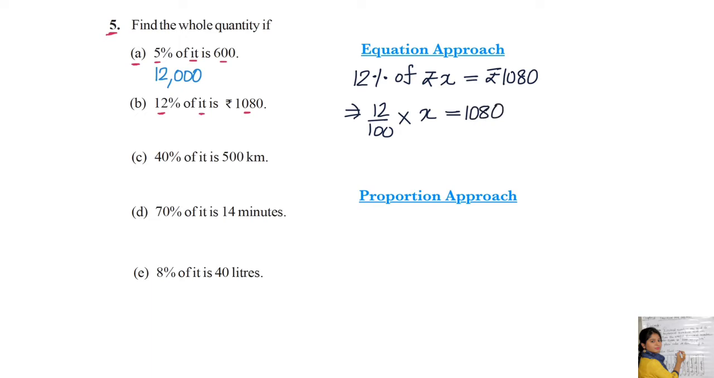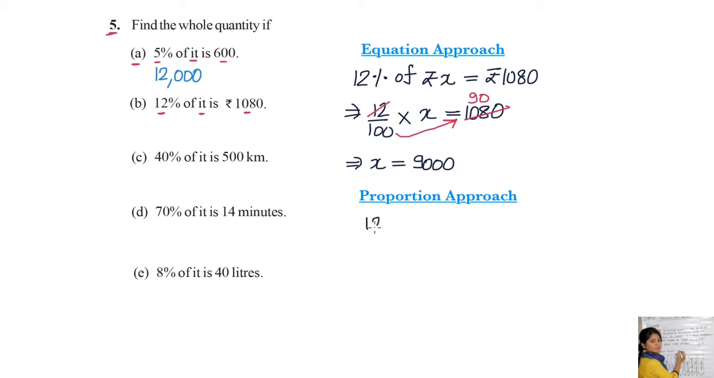Now if you see, we can reduce also or transpose also. So if you reduce, we get 12 times 1 is 12 and this will be reduced by 12, and here we will get 90, right? This 100 will be transposed to this side and finally the answer x is equal to 90 into 100, that is 9,000. It means that 12% of 9,000 is rupees 1080.